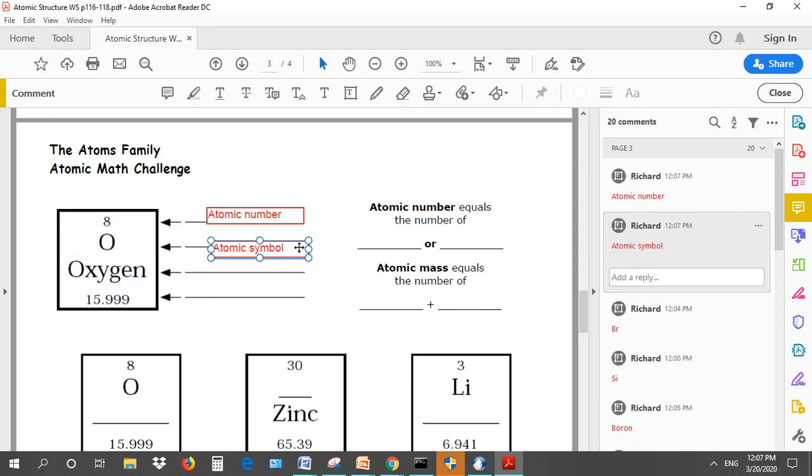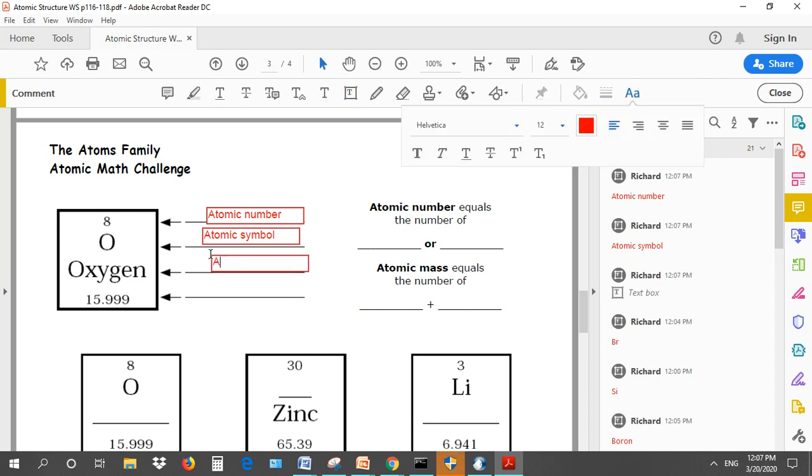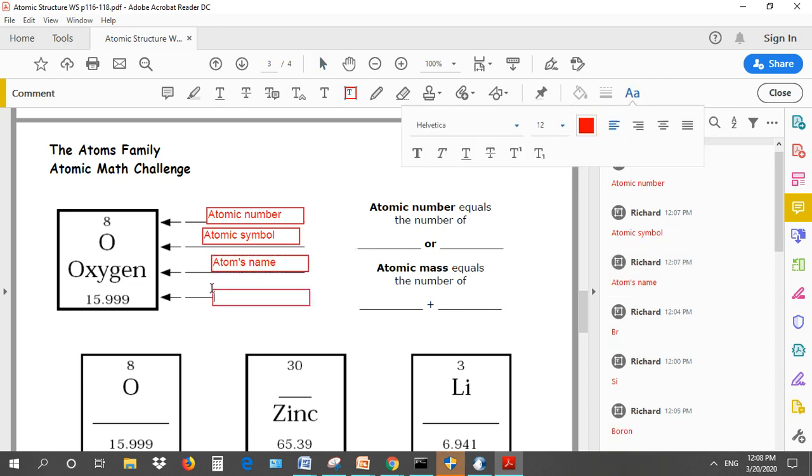Okay, the next one is oxygen. That is the name of the atom. Atom's name. And the last entry is the atomic mass. So 15.999, that is atomic mass.